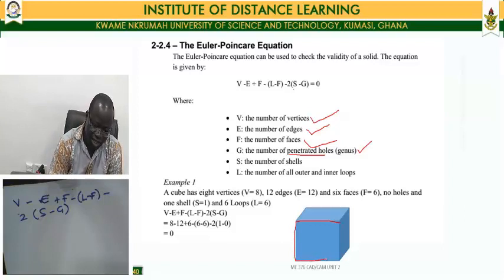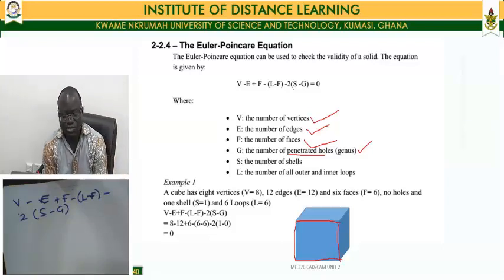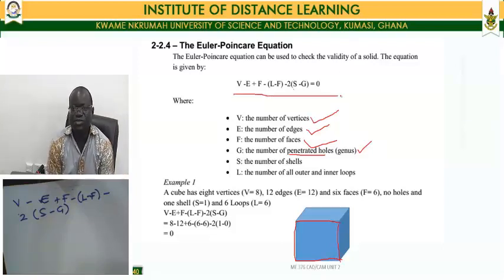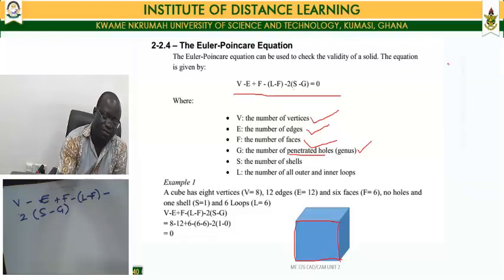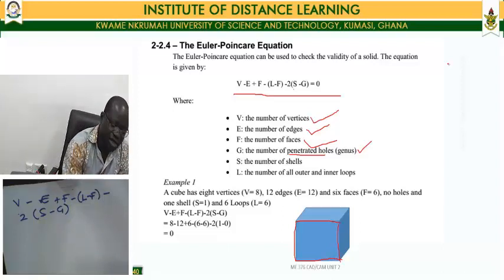So we are going to look at the validity or otherwise of some solids by using the Euler-Poincare equation to test whether or not the representation is a valid solid. The first example that we're going to look at is a cube. We all know a cube is a valid solid, so we're just going to test the obvious by looking at the number of edges, the vertices, the loops, and then describe it.